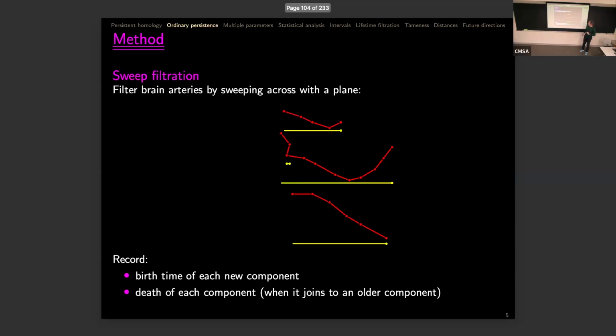And then we just keep growing these bars, and eventually, aha, see now when the top component has joined to the middle component, you make the bar for the top component have its left endpoint. And so in general, that's what happens.